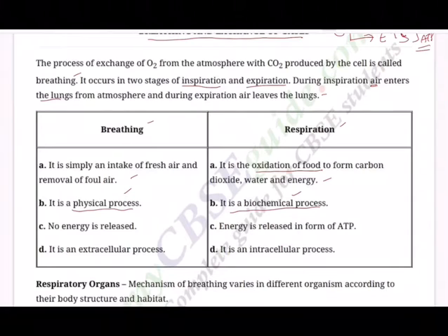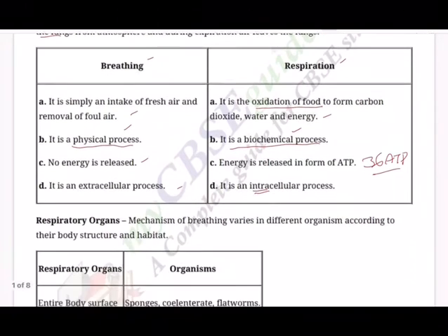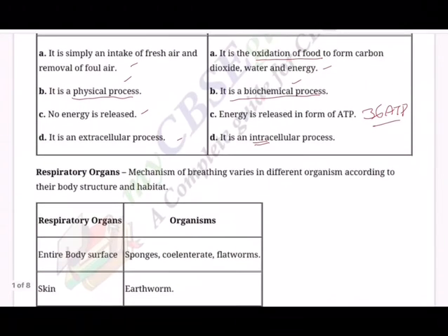So, a biochemical process. And here, no energy is released; in fact, in breathing we are spending energy. In respiration, energy is released in the form of ATP. How many? We said per glucose molecule, 36 ATPs are released. So respiration is energy producing, while breathing is energy consuming. Breathing is an extracellular process, whereas respiration takes place within the cell. Now, what are the respiratory organs that help us?